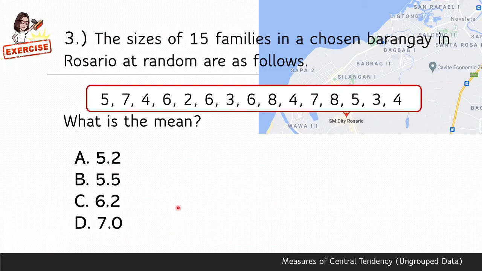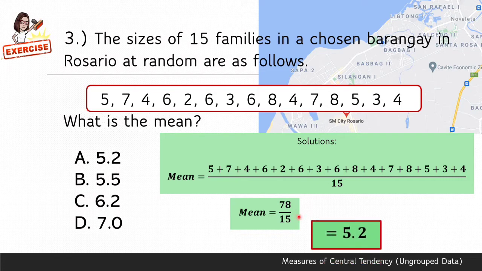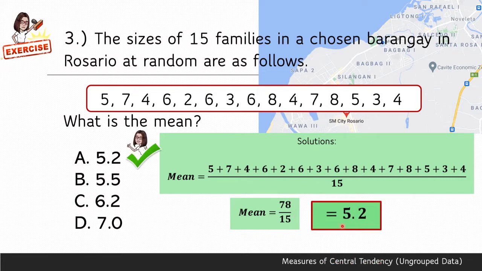Okay, time's up. This would be our solution, getting the sum of all the numbers, and we have to divide them by 15. So the total would be 78, and then dividing by 15 we will get 5.2. Therefore, our answer is letter A. Good job!